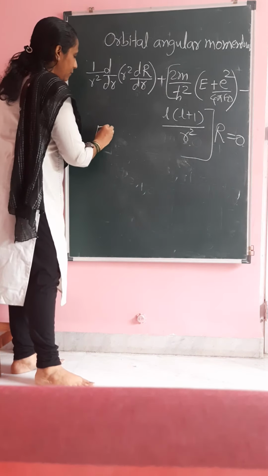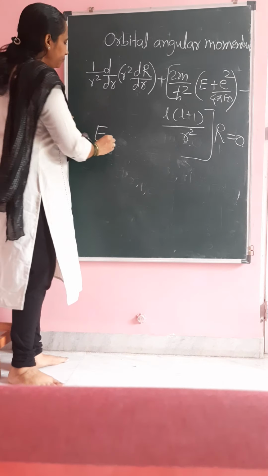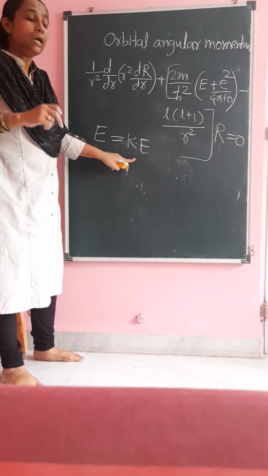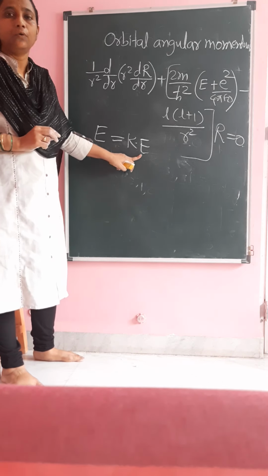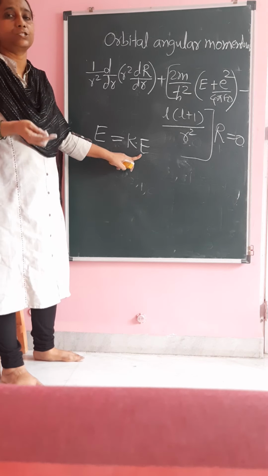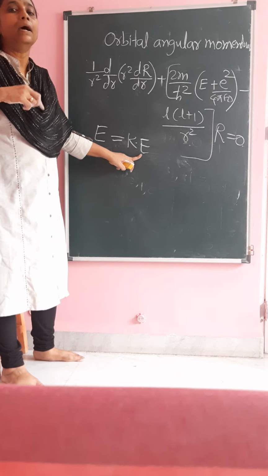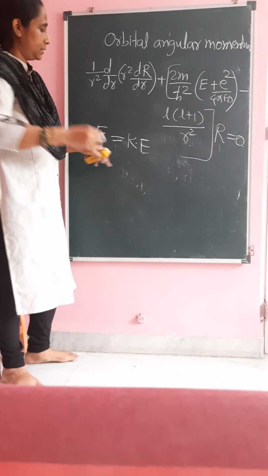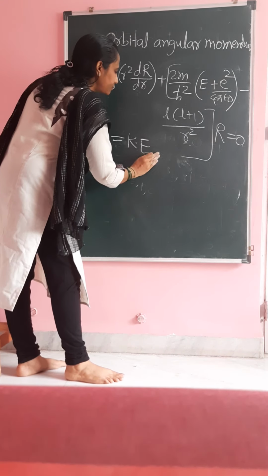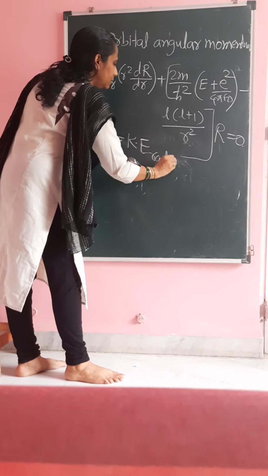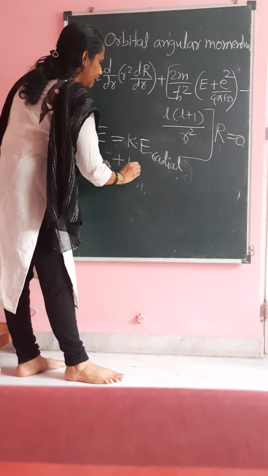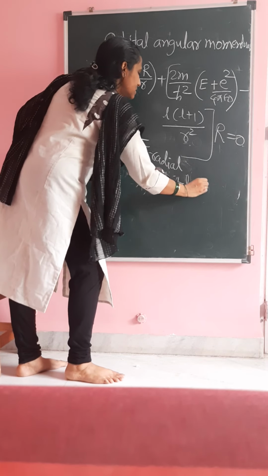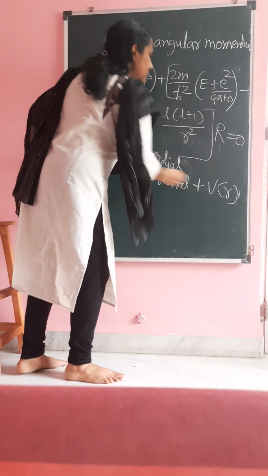What is E? When we consider the total energy, it is kinetic energy plus potential energy. But now see, this kinetic energy also we are going to consider in two parts. Two parts means radial part and orbital part, okay, means R part and the theta part. So this kinetic energy radial plus kinetic energy orbital plus your potential energy, that is V(R).